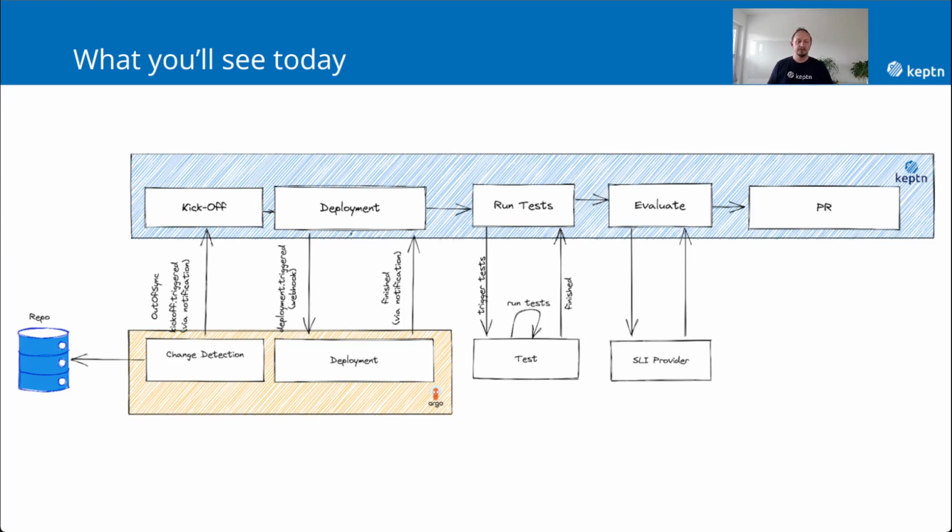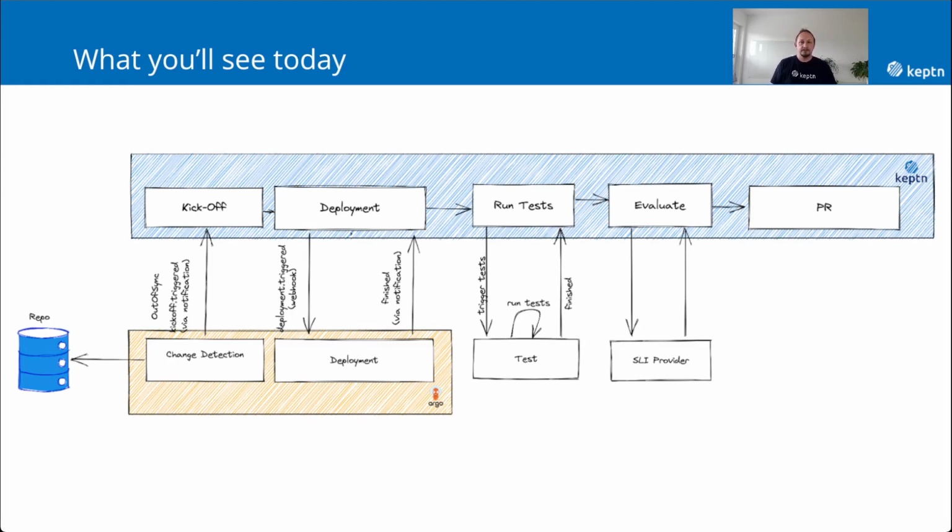What you will see today is that we will have a deployment repository, and Argo is able to detect changes on this repository. When Argo finds some changes in this repository, it will notify Keptn in our case, and this is the kickoff sequence. In this kickoff sequence, we can decide if we want to apply this change or not. Yes, we will apply it.